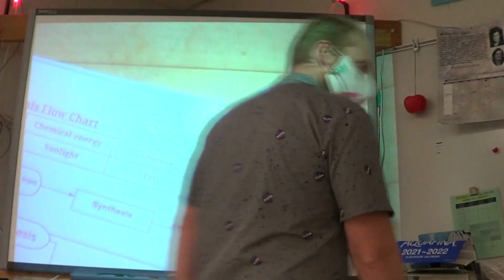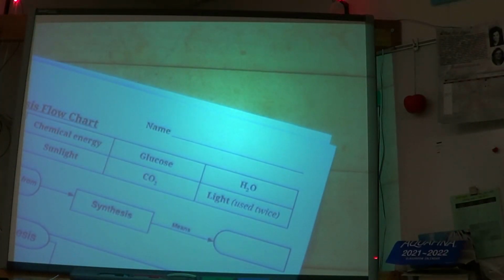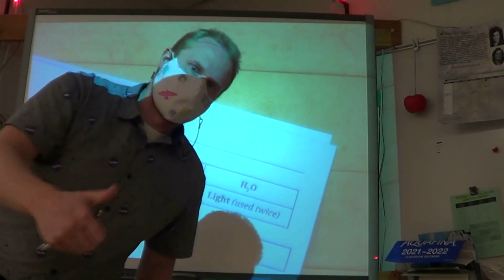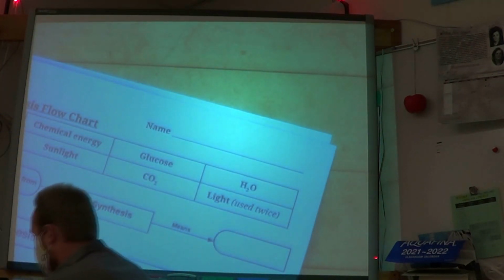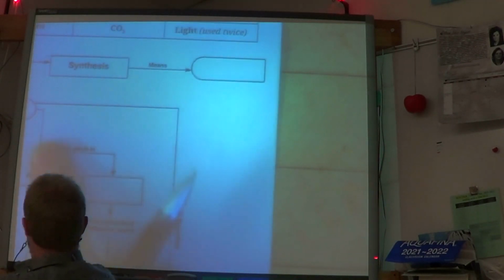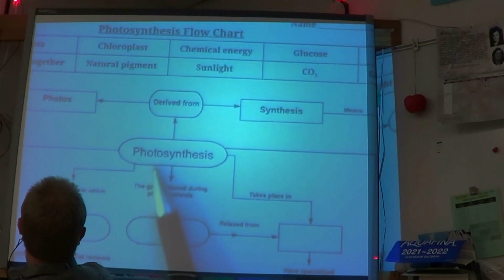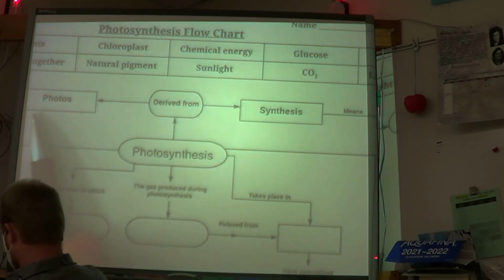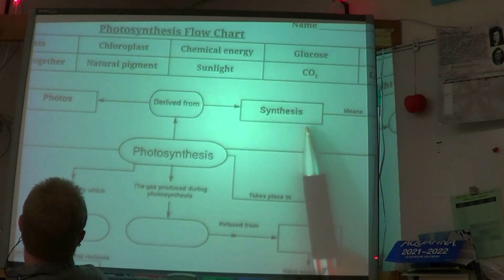All right, so let's take a look at this graphic organizer. In the video where they talked about some of that stuff, if you're joining us in this video, watch the links up above. All right, so photosynthesis. If we break the word photosynthesis down, it's derived from two words, photo and synthesis.